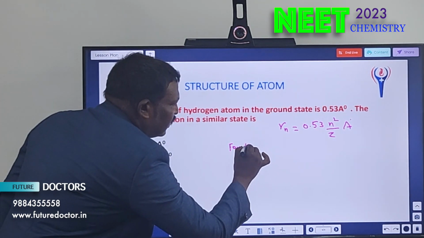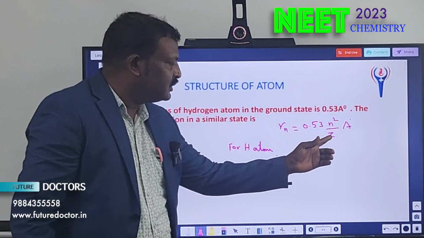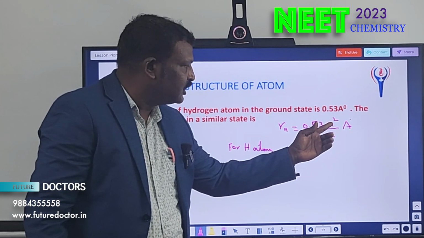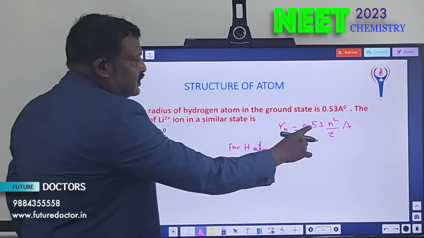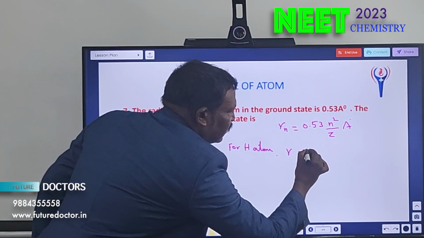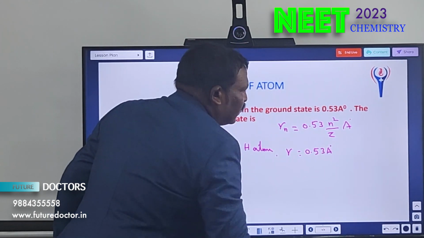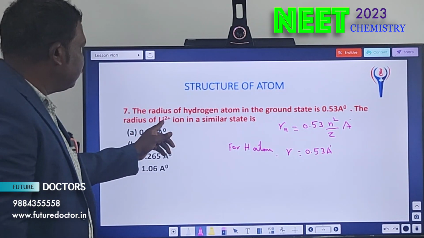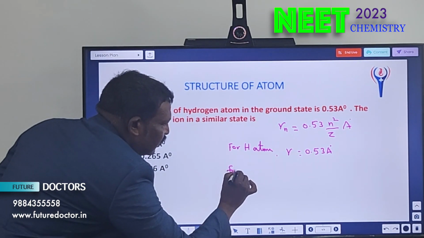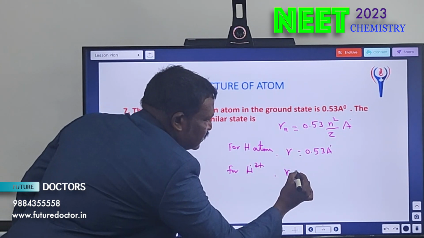For hydrogen atom, Z, the atomic number, is 1. The electron is present in the first orbit, so for hydrogen atom, n is 1 and Z is 1. That is already given in the question itself. Then similarly, the question asks for the radius of the lithium 2 plus ion.